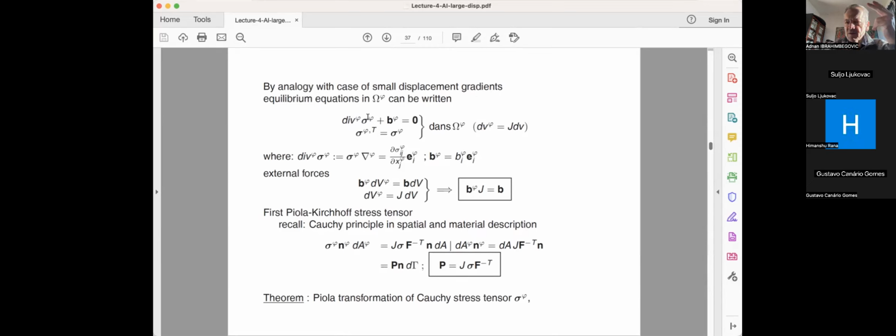If I want to see what is behind the symbol divergence phi of sigma phi, I can write this to be sigma phi times nabla phi, and this could be written as the sum of sigma ij phi with respect to dxj phi times ei phi. And what's written behind b phi is basically component bi phi times ei phi. So basically the idea is, if I have this type of equation, they look identical to the small displacement gradient setting.